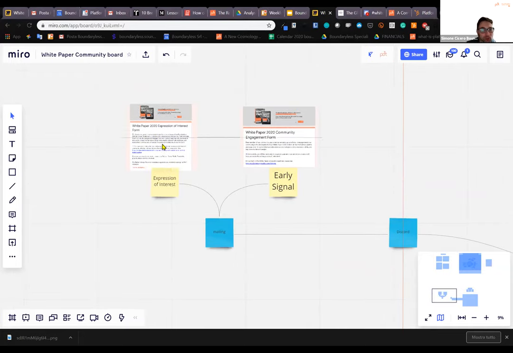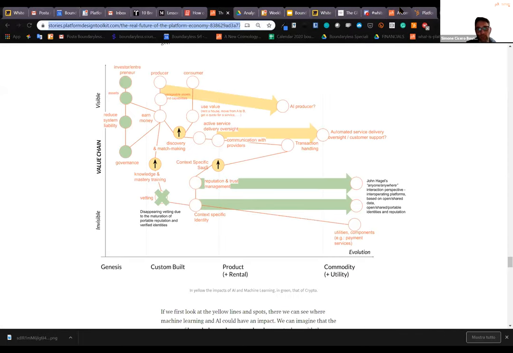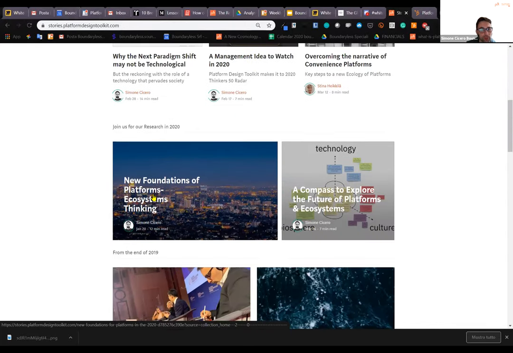So coming back to how you become part of the community: essentially we have shared two forms. One is the so-called expression of interest form. It's a form that you can find, for example, in our initial blog post where we describe the white paper, most specifically the blog post called The New Foundations of Platforms and Ecosystems Thinking.